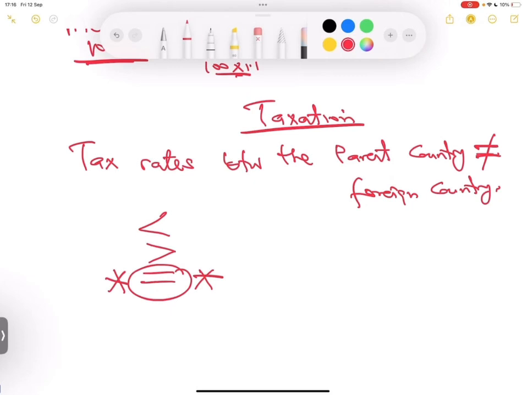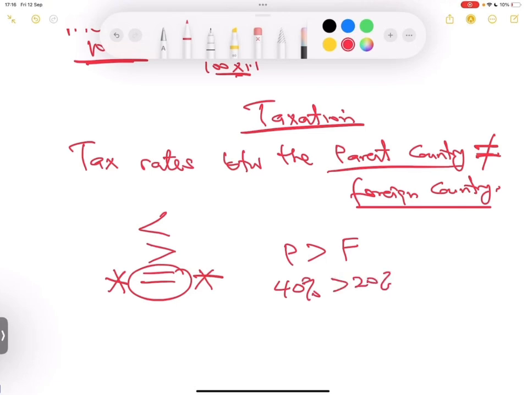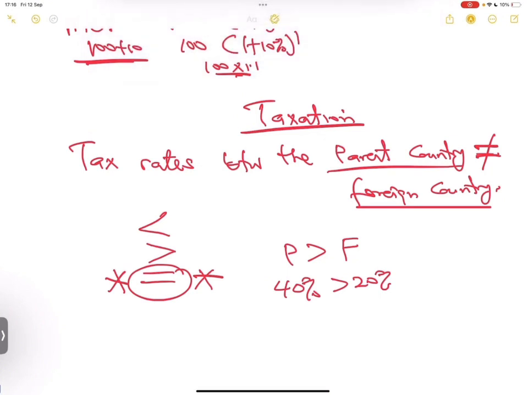But for the sake of exams, most times what they give you is a situation whereby the parent country's tax rate is more than the foreign country's. So which means parent is more than the foreign. E.g., maybe the tax is 40% here and the foreign country is maybe 20% or 25%, so that you will know there's an additional tax that we need to consider when we're assessing that investment.